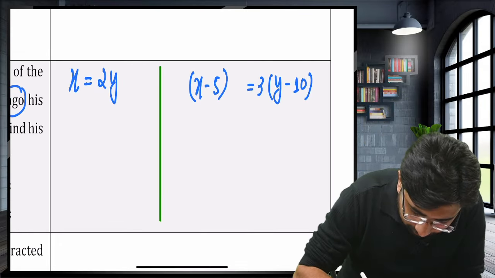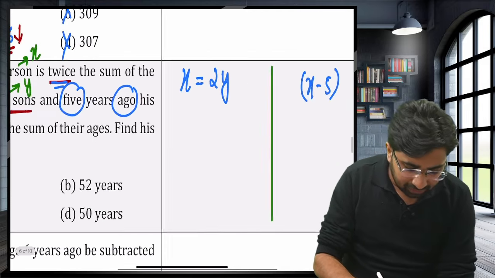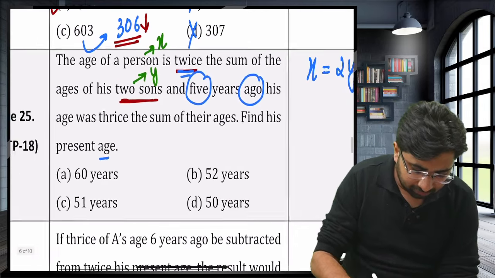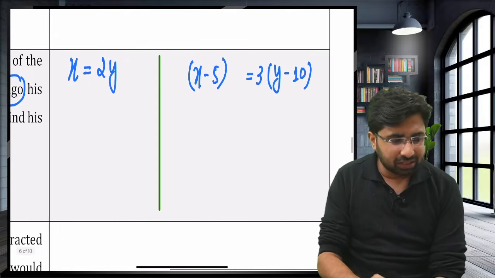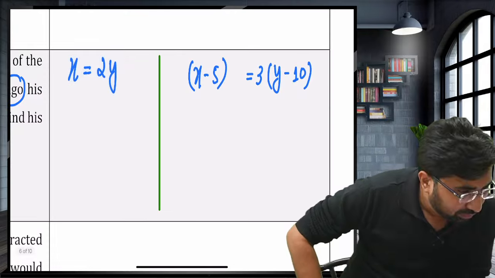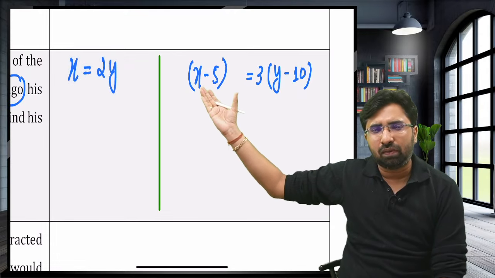Here they are asking the age of the person. They are asking, find their present age. They are asking the present age of the person. Tarikesh, very easy question. We can also go from option to question, which we have just checked.